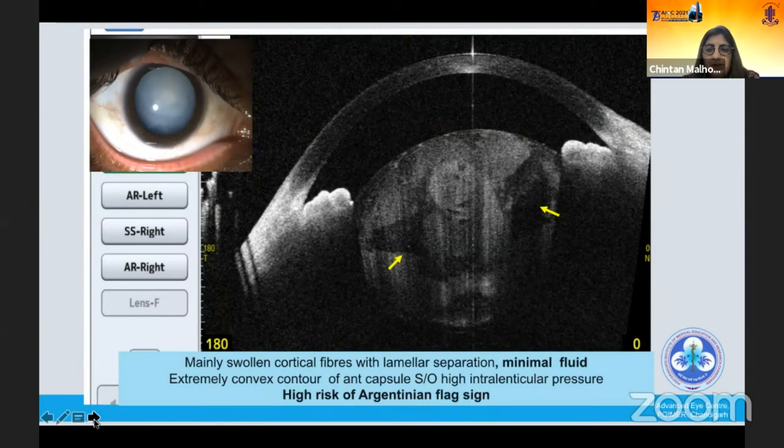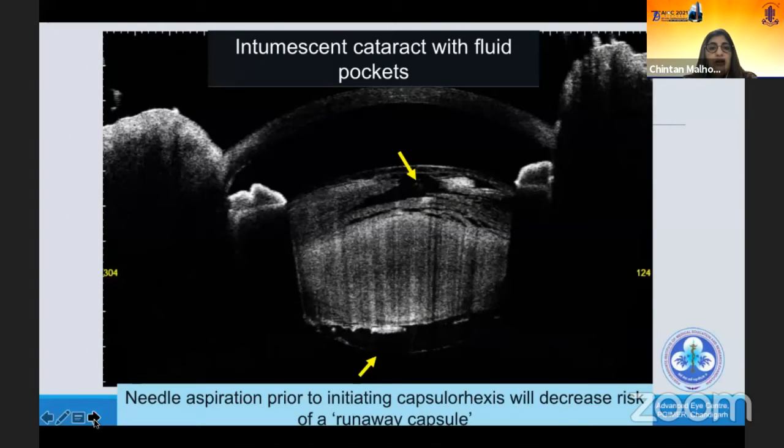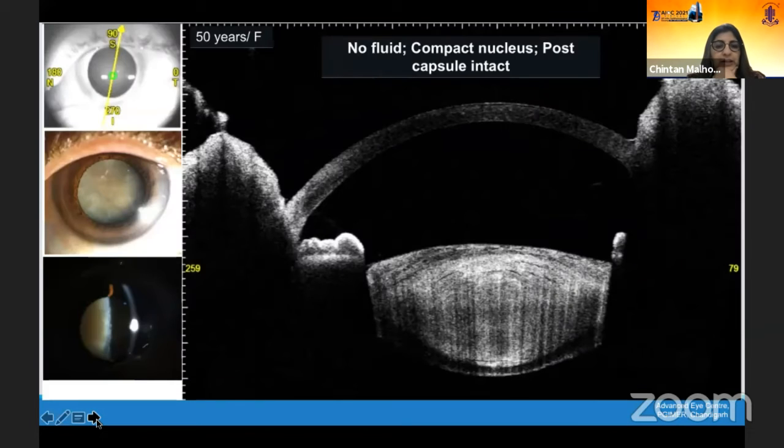And in my experience, I would also like to hear the panelists on this. This is a cataract where even if you aspirate with the needle puncture technique, no fluid will come out. So this would have a very high risk of an Argentinian flag sign, and I prefer to go in for a femtosecond capsulorhexis in these patients. On the other hand, in a patient like this with fluid pockets, if you do a needle puncture and aspirate the fluid first before going in for the capsulorhexis, that would reduce the risk of a runaway capsule.